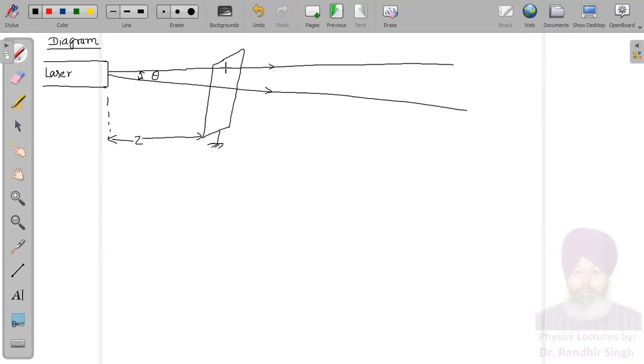So if I put laser light on the screen, then it will give me a circular spot here. Now if I move the screen by some distance capital D, let us say this is capital D, I will decide it myself. You can choose any value of D.